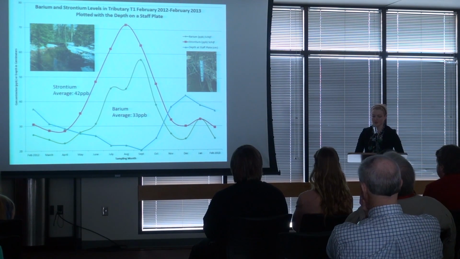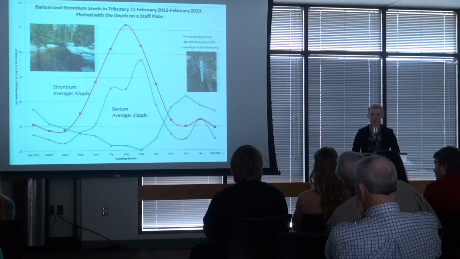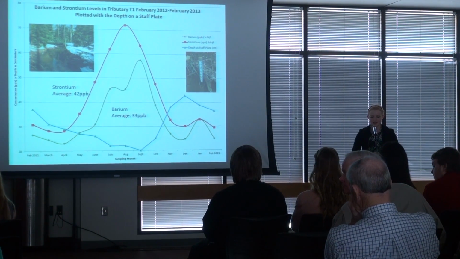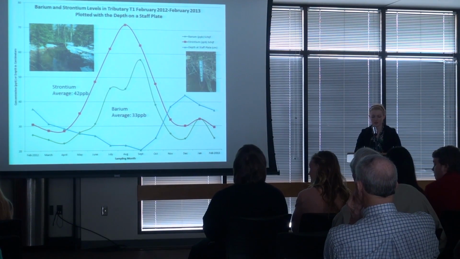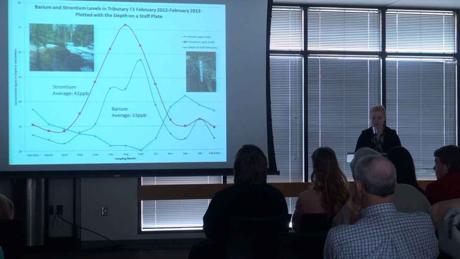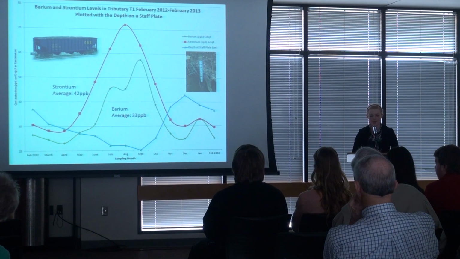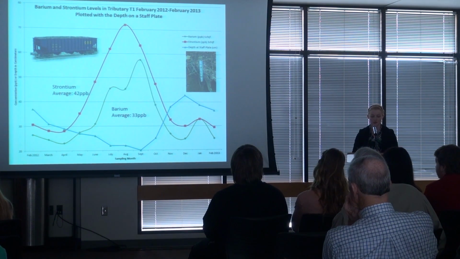This first graph is showing barium and strontium levels in tributary T1 from February 2012 to February 2013. The x-axis indicates the months the samples were collected. The y-axis is a measure of the depth of the stream in centimeters and also concentration in parts per billion. Parts per billion is an extremely small amount. As an example, 1 part per billion equals 1 white marble in 2,000 train cars filled with black marbles.